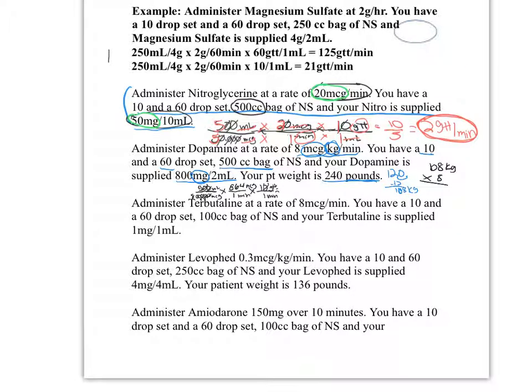All right, now we got to do some math. So I have 864 times 5 is going to give me 4,320. And I'm going to divide that by 800 because that's what I have left on the bottom. And that's going to give me 5.4 drops per minute.